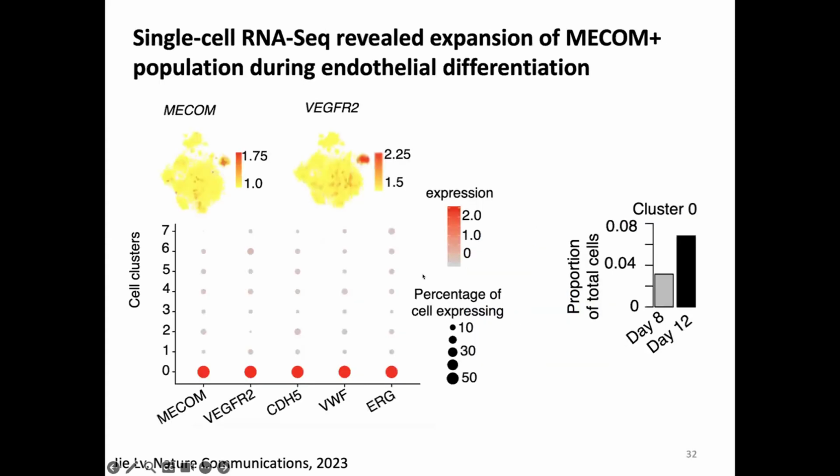Also, when we analyzed single cell RNA-seq data during the endothelial differentiation, we can see there is a population of cells with high expression of MECON. And we found this population is exactly the population that starts to express the endothelial marker genes such as KDR and other genes such as CDH5 and so on, suggesting that MECON expression appears in the endothelial populations. And also this population size increased gradually during the endothelial differentiation.